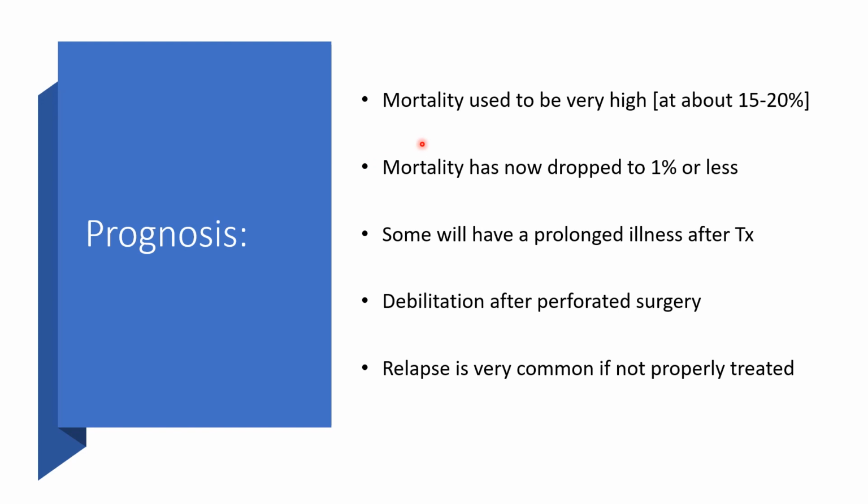Prognosis. Mortality used to be very high. I said used to, as in the past. As high as about 15 to 20% would die in those days due to typhoid. But as of today, that has changed. It's changed for the better. It has dropped now to 1% or less in recent years. Some will have a prolonged illness after treatment, and some will have debilitations after perforation surgery.